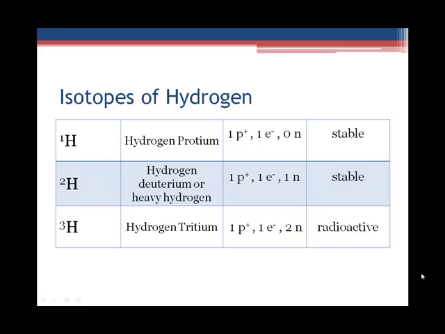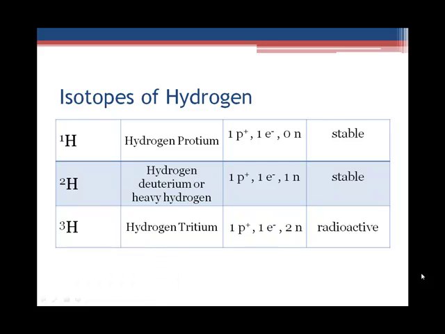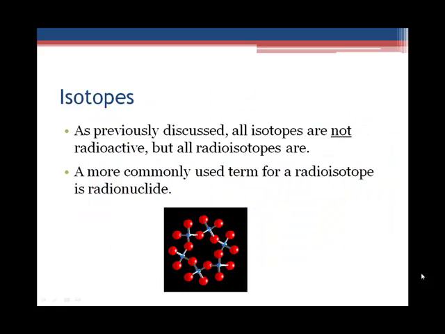As you can see, changing the number of neutrons, while having the same number of protons, creates isotopes, but also creates nuclear instability causing radioactive decay. As previously discussed, not all isotopes are radioactive, but all radioisotopes are radioactive. A more commonly used term for a radioisotope is radionuclide.